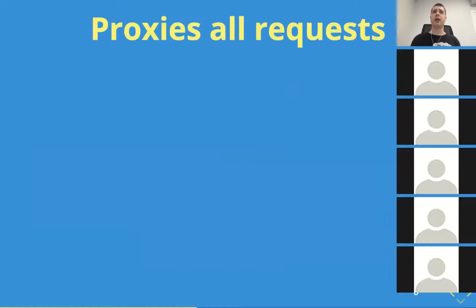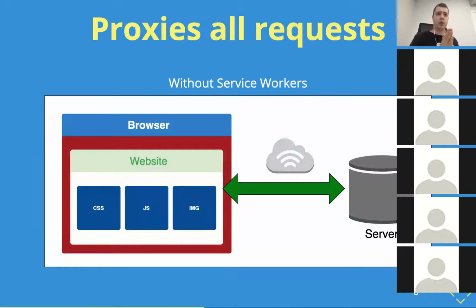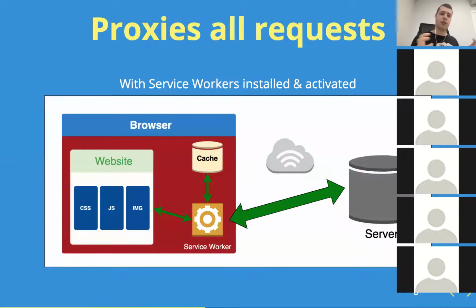And the last bit here: the service worker proxies all requests. Normally, a website requests data directly from a server or servers, and the data is returned directly to the website. As soon as a service worker is installed, this flow changes, and the website no longer makes any requests to the server. All requests go through the service worker from now on, and then the service worker decides whether the requests should be sent to the server or whether the data should be taken from cache and returned to the website.